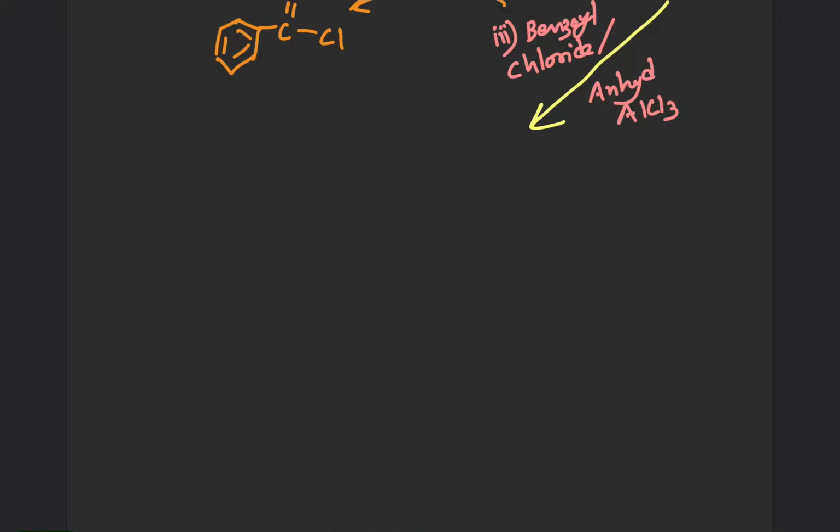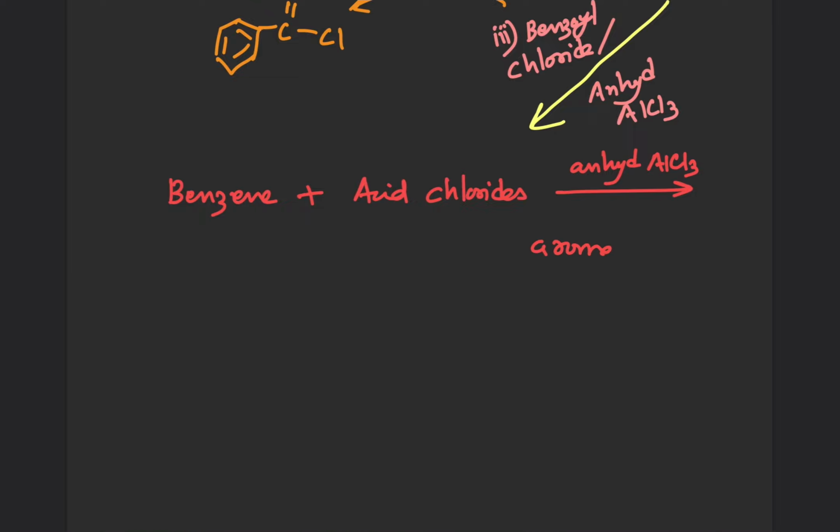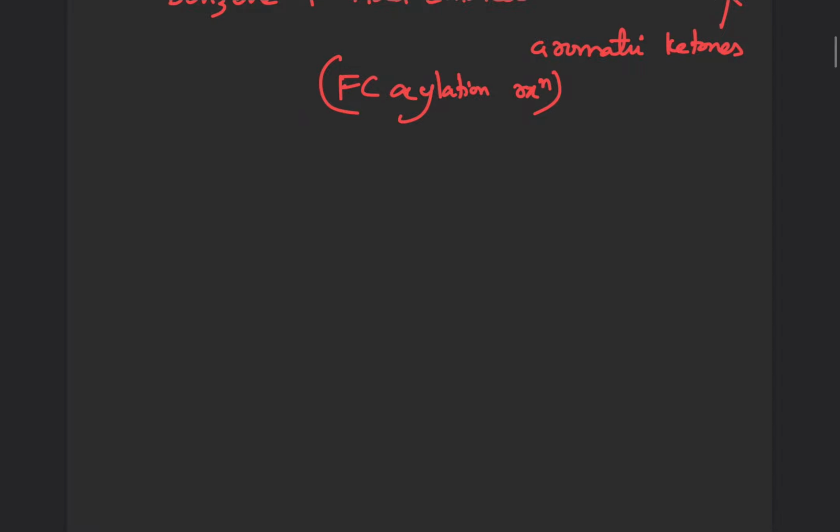Okay, so I will write it down. Benzene plus acid chlorides in the presence of anhydrous AlCl3 will get aromatic ketones. Okay, and this reaction is known as Friedel-Crafts alkylation, sorry, Friedel-Crafts acylation reaction.